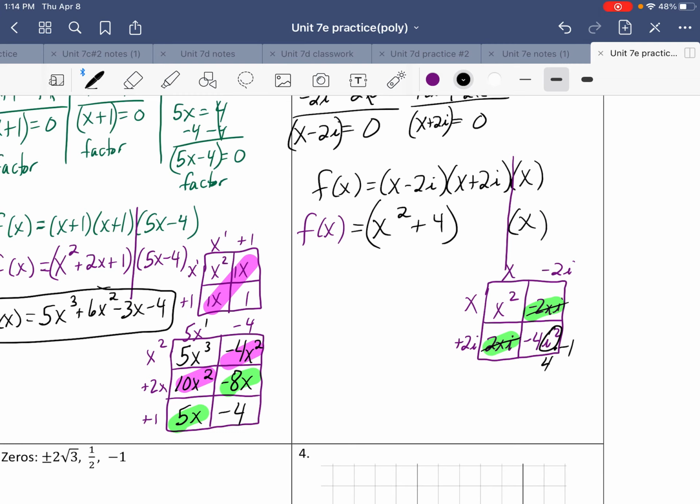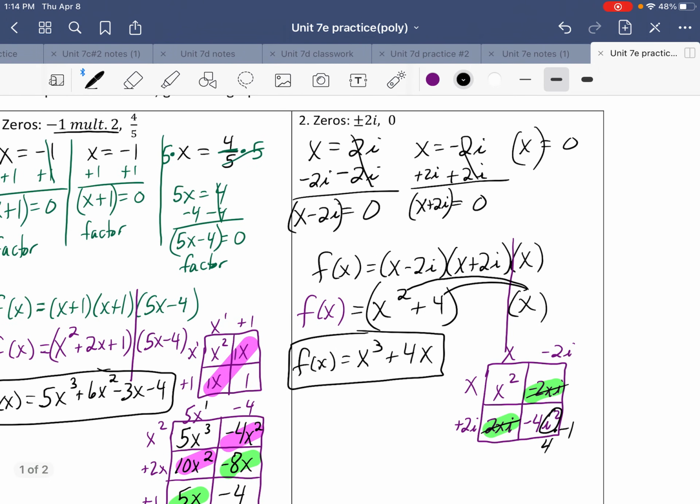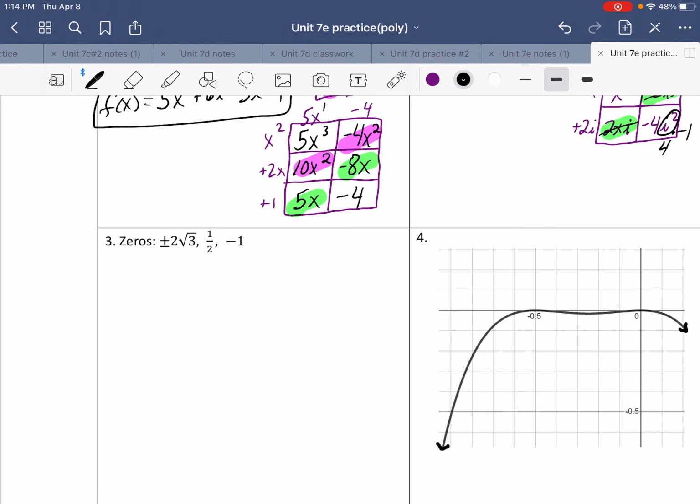Then we have to multiply by x. I don't think we need a Punnett Square here, but you could. You have f of x equals x to the third plus 4x. There's your polynomial. That would give two imaginary solutions: one at positive 2i, one at negative 2i, and the other one at 0.